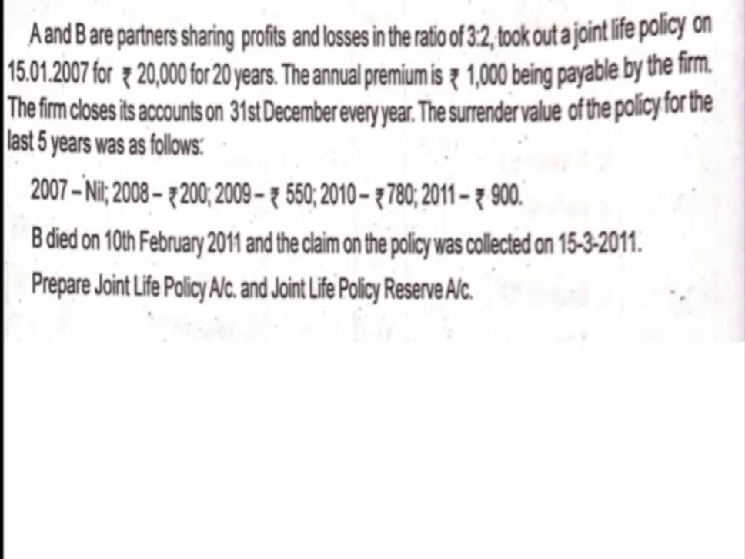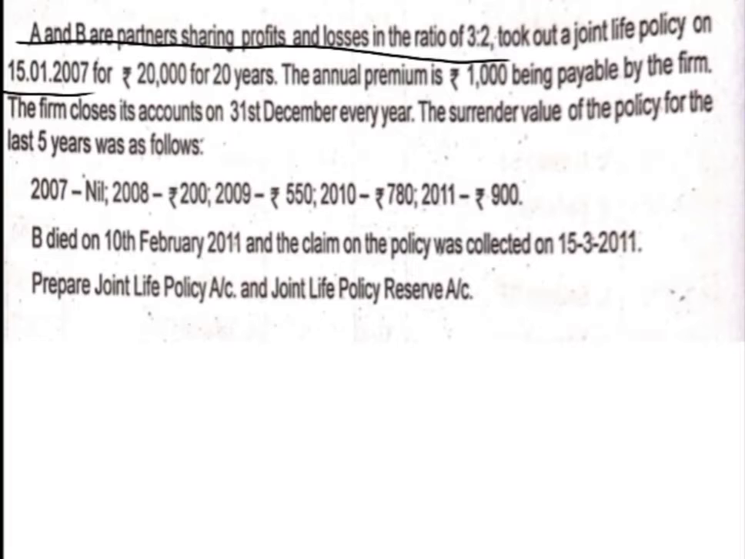Let us analyze the question and find out what are the informations given here. It is stated that there were two partners A and B and their profit sharing ratio was 3:2. They have taken out a joint life policy, that is a single policy has been taken out on the joint lives of both the partners together, that is A and B, and that has been taken on 15th January 2007 for rupees 20,000 for 20 years.